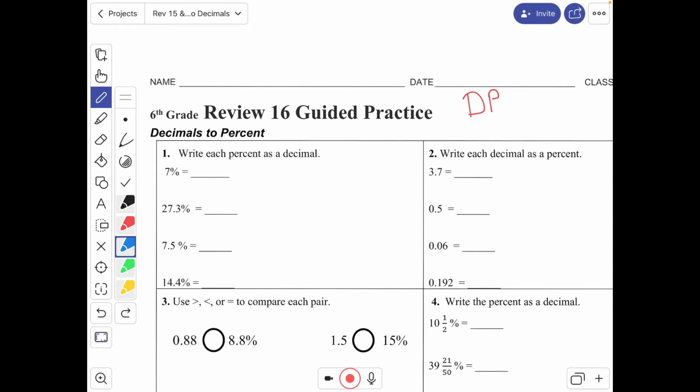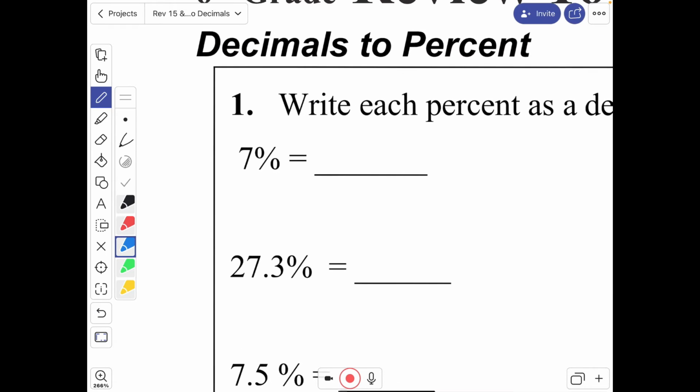Number 1 says write each percent as a decimal. So let's start with 7%. We need to change that by moving the decimal 2 spaces to the left. But there's only 1, so I need to fill in a 0. So it's decimal 07. The next one, moving it 2 spaces, it would be decimal 273.